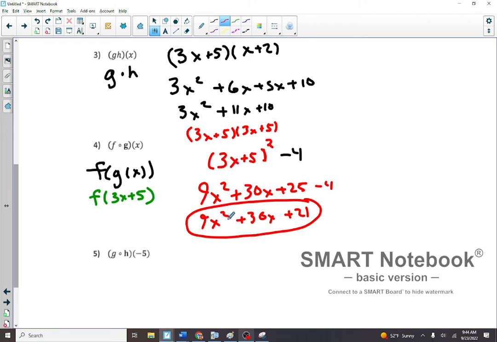Yes, you could take out a 3, but that's not necessary. I just asked you to simplify. If I asked you to factor afterwards, then maybe, but I did not ask you to do that.